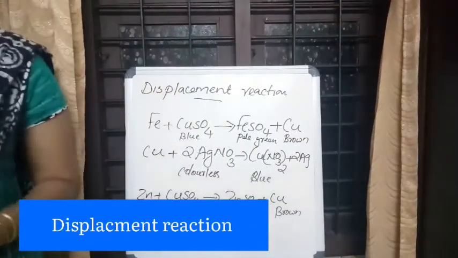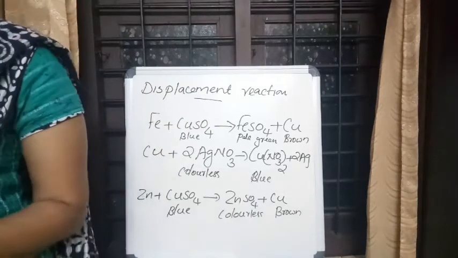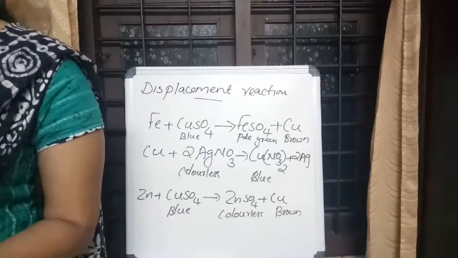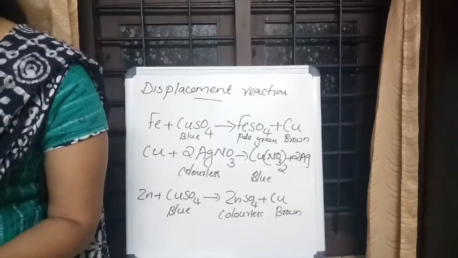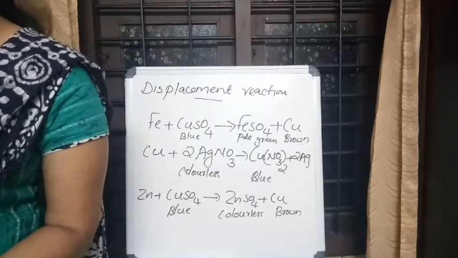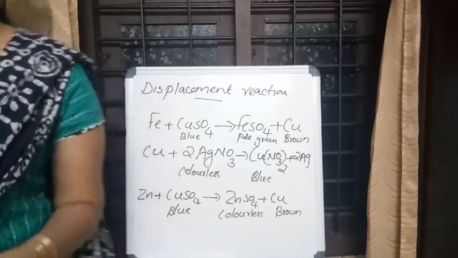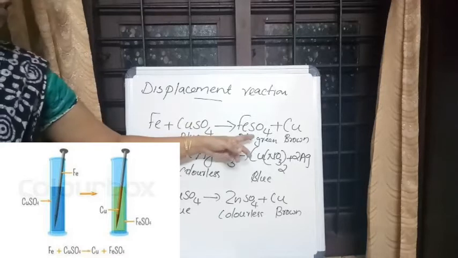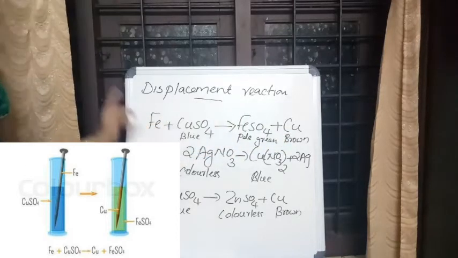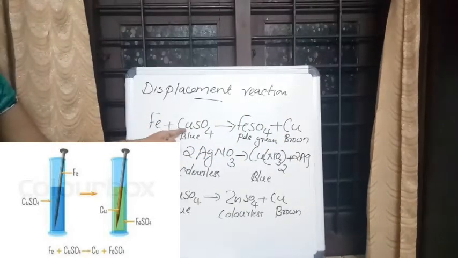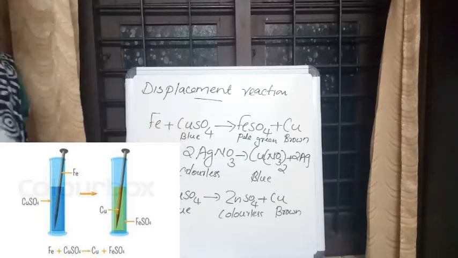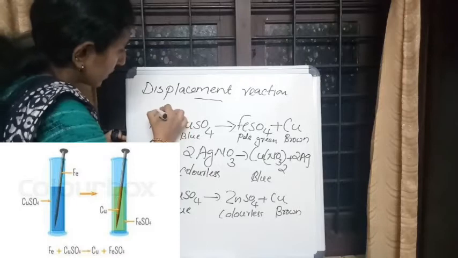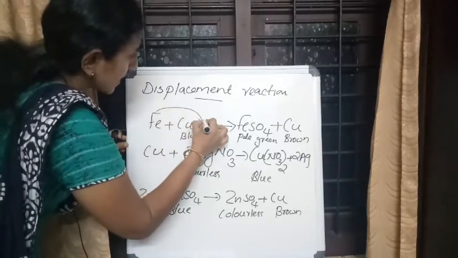Displacement reactions. Displacement reactions are the reactions in which a highly reactive metal displaces a less reactive metal from its compound or solution. For example, Fe plus CuSO4 gives FeSO4 plus Cu. Here you can see iron is more reactive than copper. So, iron displaces copper from copper sulfate solution and forms iron sulfate.